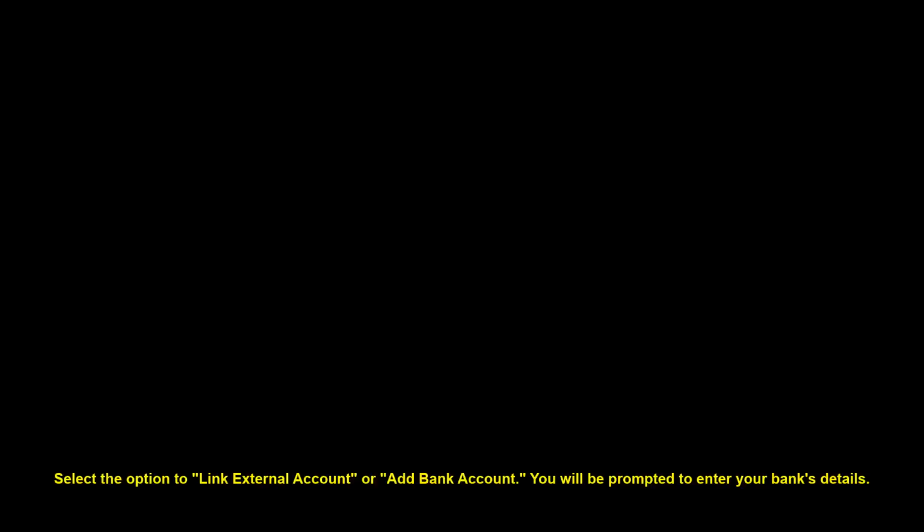Select the option to link external account or add bank account. You will be prompted to enter your bank's details. Choose your bank from the list provided or utilize the search function. If your bank is not listed, you may need to enter the bank's routing number and your account number manually. Once you've selected or entered your bank details, click Continue.